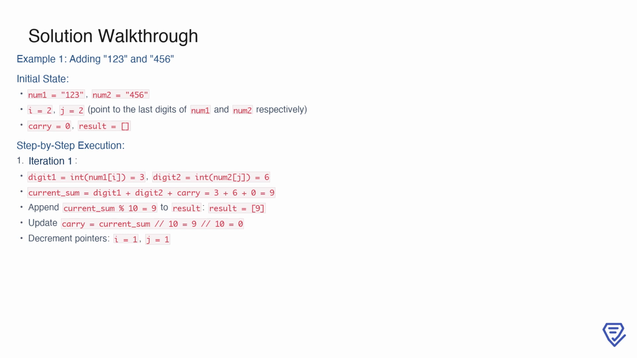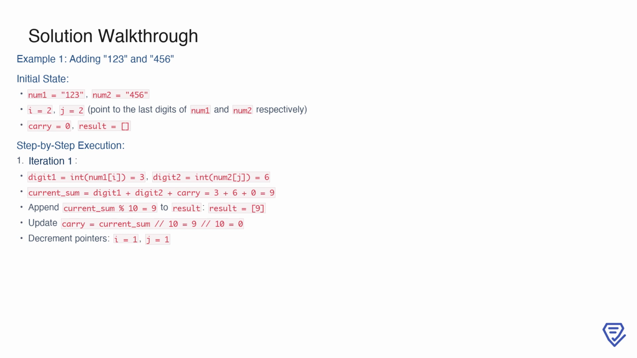To begin solving this problem, let's consider the first example where we are adding the numbers 123 and 456. Initially, we set up our variables, number1 and number2 hold the input strings, while i and j are pointers starting at the last indices of these strings, which represent the least significant digits. We also initialize carry as 0 and result as an empty list to store our intermediate results.